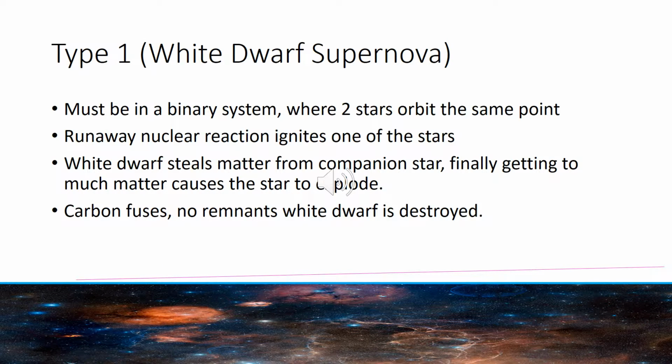First, let's look into type 1 supernovas. They must be in a binary star system where two stars orbit the same point. A runaway nuclear reaction ignites one of the stars in the system, in which white dwarf stars steal matter from the companion star. Inevitably, getting too much matter causes the star to explode.